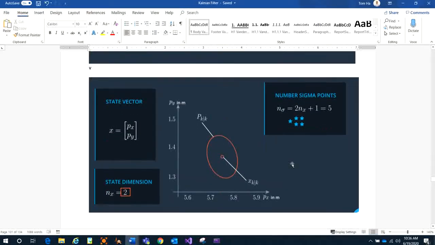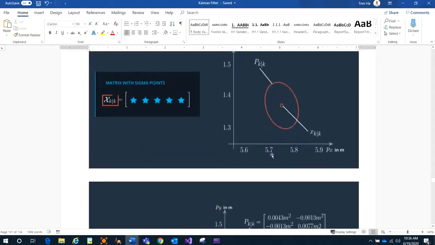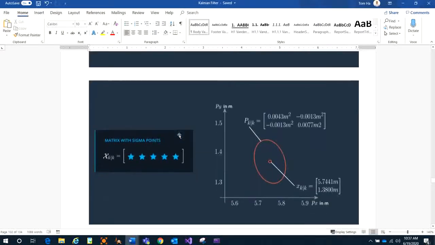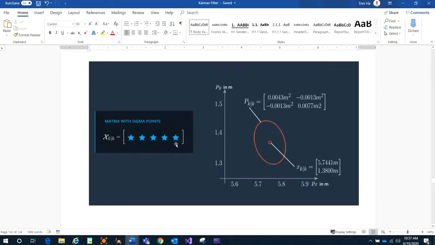Another example, quite a bit simpler right here. For example, we have a state vector of px and py, and the state dimension we easily know is 2, right? And plugging into the sigma point formula right here, you know the number of sigma points is 5, right? And what is the matrix of sigma points we create? It means 2 by 5, right? So all the sigma points we create are put into a matrix, we call it the sigma point matrix right here. Remember that.